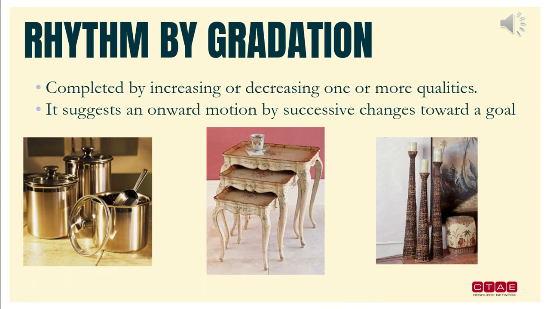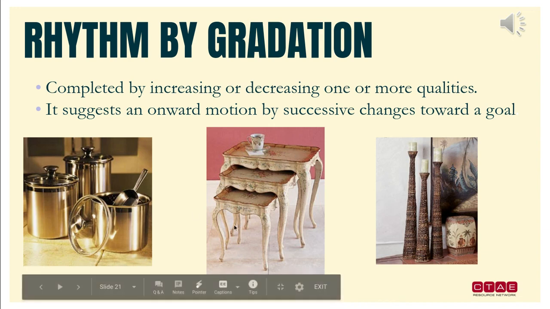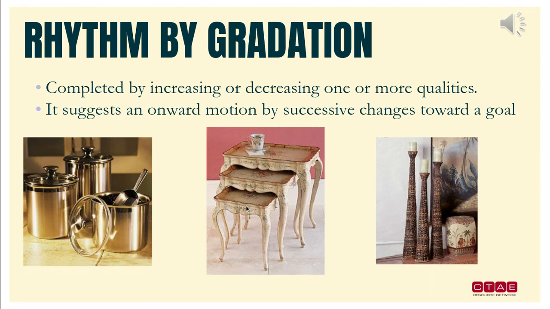We also see rhythm in what we call gradation. Gradation is when things get smaller or larger. So here we have canisters, large, medium, small. Here we have a set of nesting tables, large, medium, small. Here we have candle holders, tall, medium, short. So you see rhythm moving our eye, moving our eye, and moving our eye.